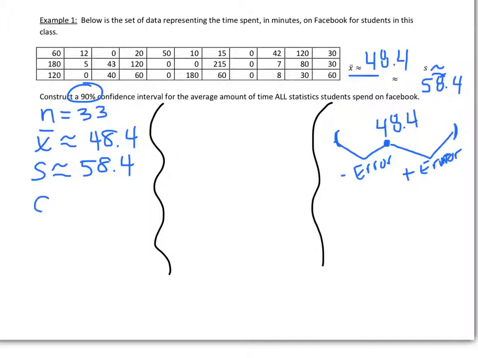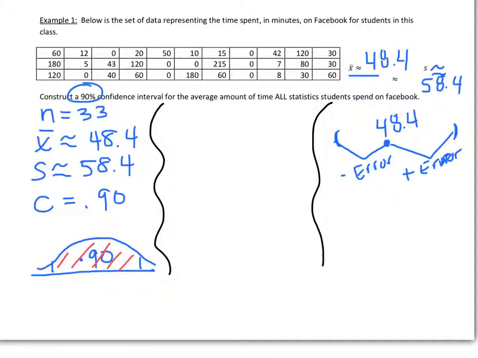C, my confidence level, is 0.9, because it's 90%. This is what that means. If I were to draw the normal curve, and I am using the normal curve because my sample size is big enough. Later on in the chapter, you'll use a different distribution if n is not big enough. A confidence level of 0.9 looks like this: 90% of the area in the middle. I'm going to come back to that in one second.